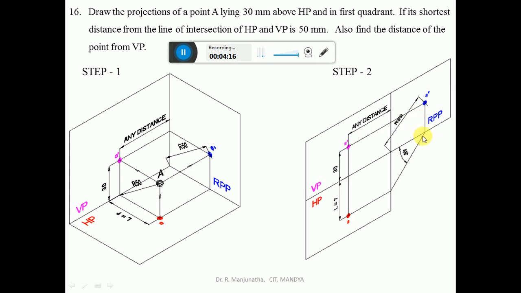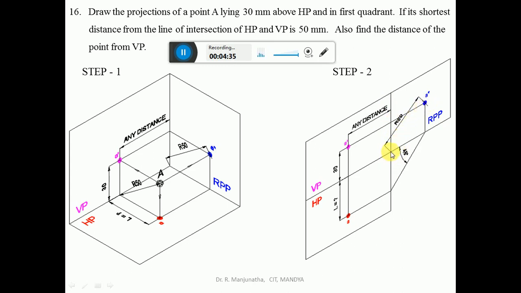So we know the distance above HP, but we don't know the distance in front of VP. Instead, we know the shortest distance from the intersection of HP and VP. So this is the line which is the intersection of HP and VP. From this point, you take the shortest distance, which will be 50 mm.